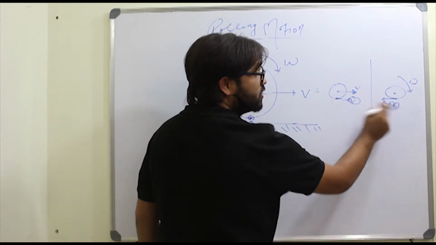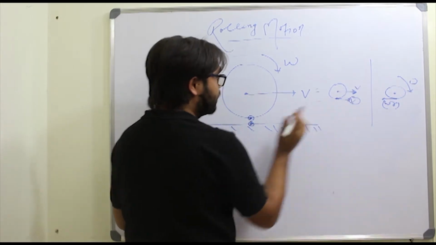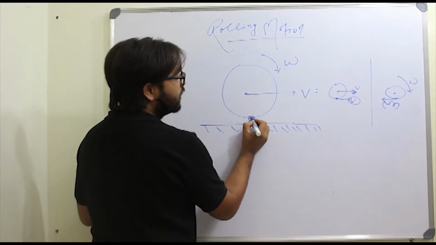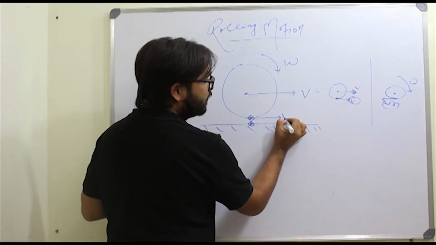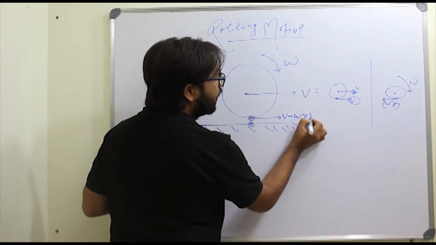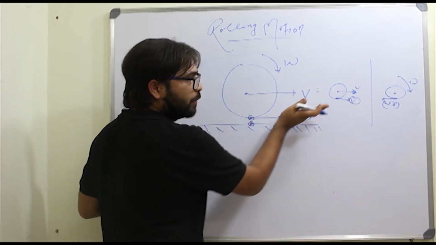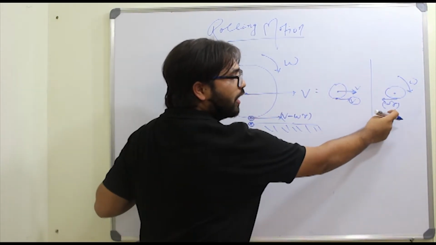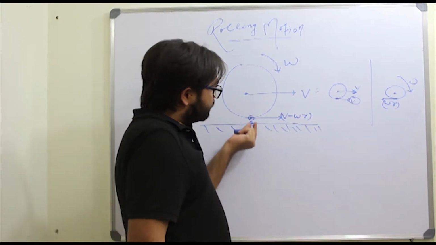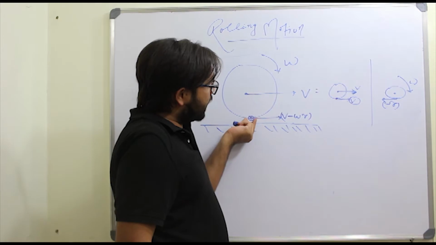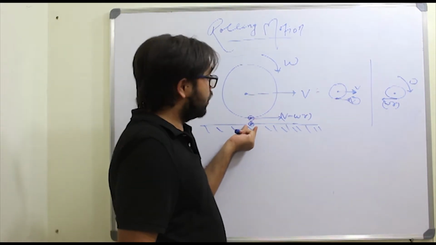They are opposite. Velocity is a vector quantity. So what is the net velocity of this point? If I take this direction to be positive, it is v minus omega r. Since I have taken this direction to be positive, v comes positive and omega r comes negative. Alright. So the net velocity of this point is v minus omega r, and the net velocity of this point is 0.